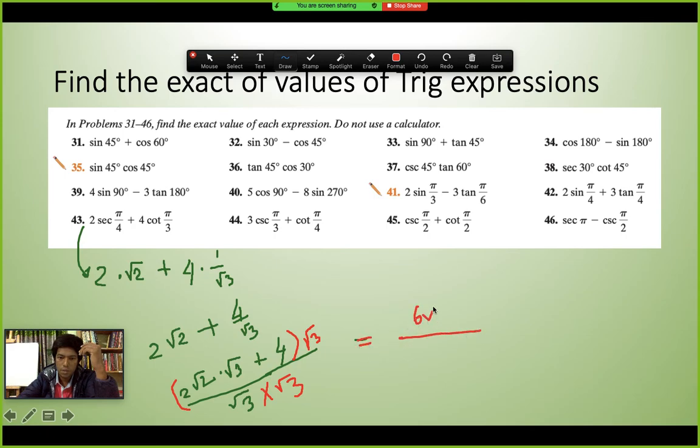6 root 2 plus 4 root 3 divided by 3. Root 3 into root 3 means 3. Root 2 into root 2 means 2, just only 2. Any number, suppose 5, means root 5 into root 5.